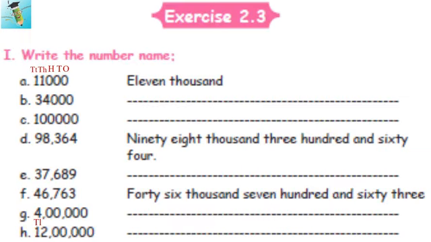Exercise 2.3. First sum, write the number name. So whatever number is given, we have to write the place value first. Okay, first is given for you. So 11,000. So thousands column only we have the number. First answer is 11,000. Then second one also, just thousands column only we have the answer. That means 34,000. Isn't it?